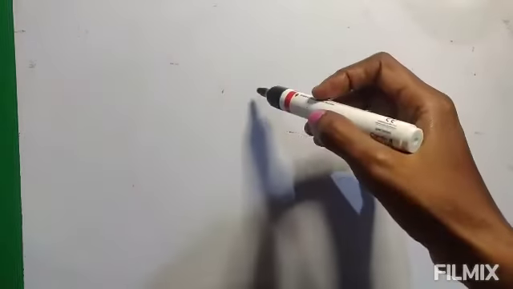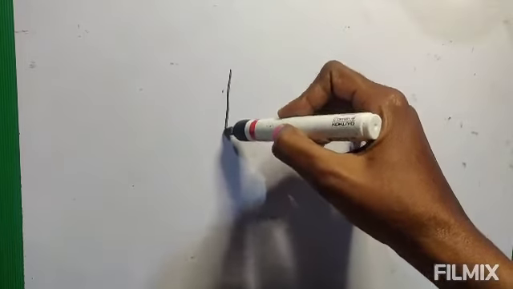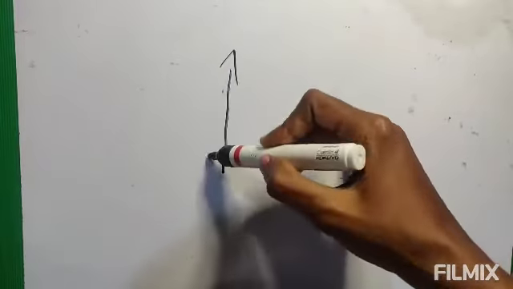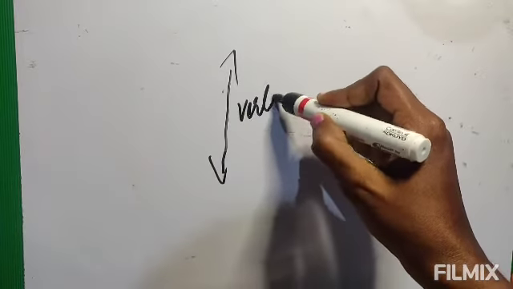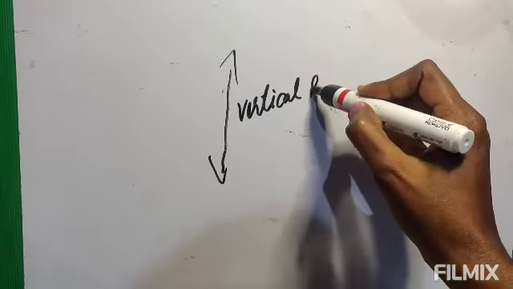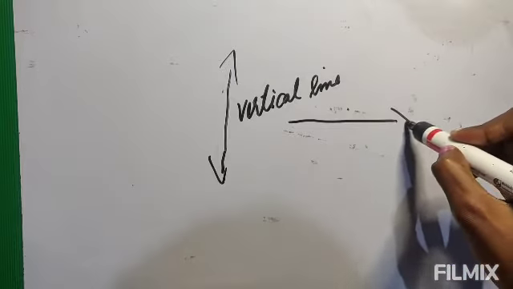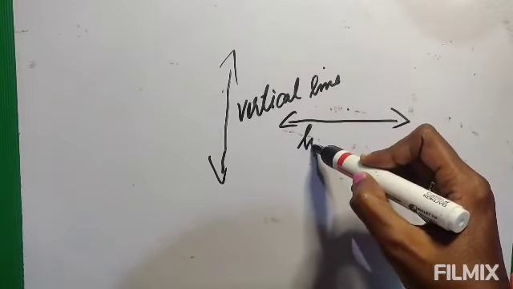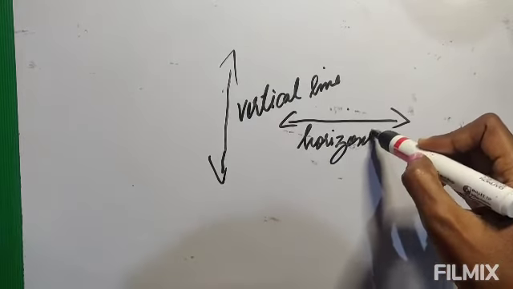Now let's see the types of line. Okay, so first we learn line, no? So line can be like this vertical line. If it is straight from up and down, this is called vertical line. Again, if it is to right and left, this is called horizontal line.